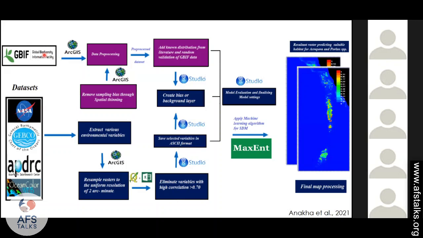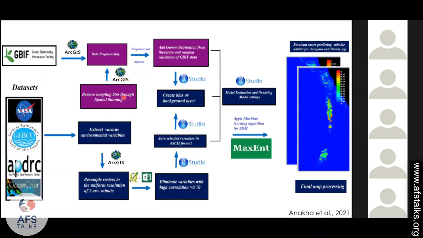The occurrence data that we collected from GBIF was cleaned and processed in ArcGIS. We added some non-distribution points from the literature, and we did some random validation of the GBIF data. The GBIF data is highly reliable because they give all details about each and every point entered in their domain through their metadata. So it's really reliable data.